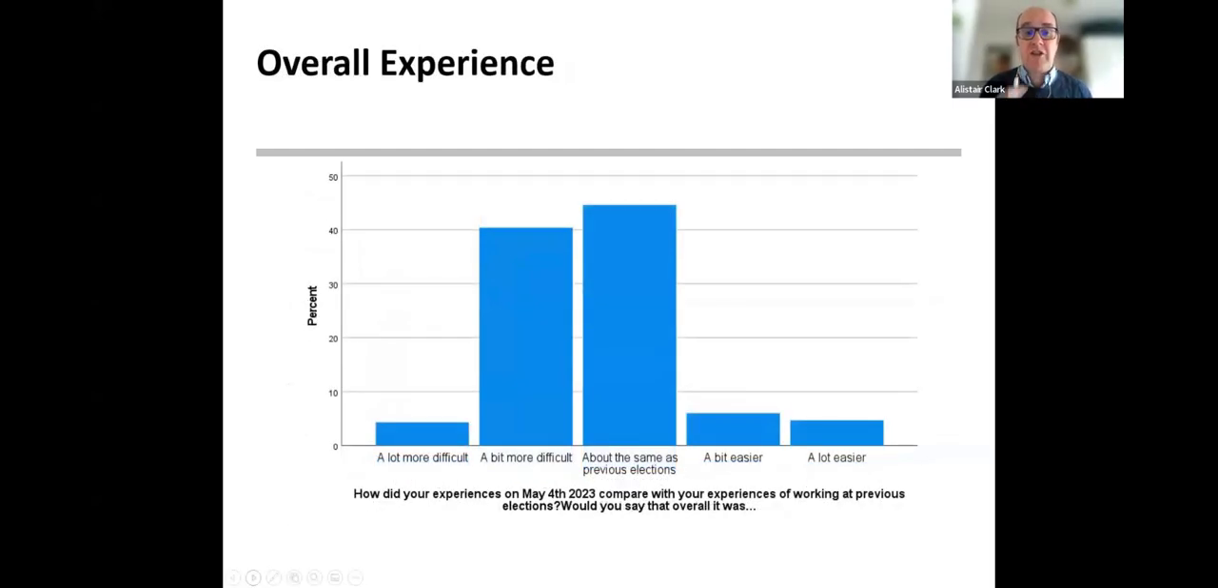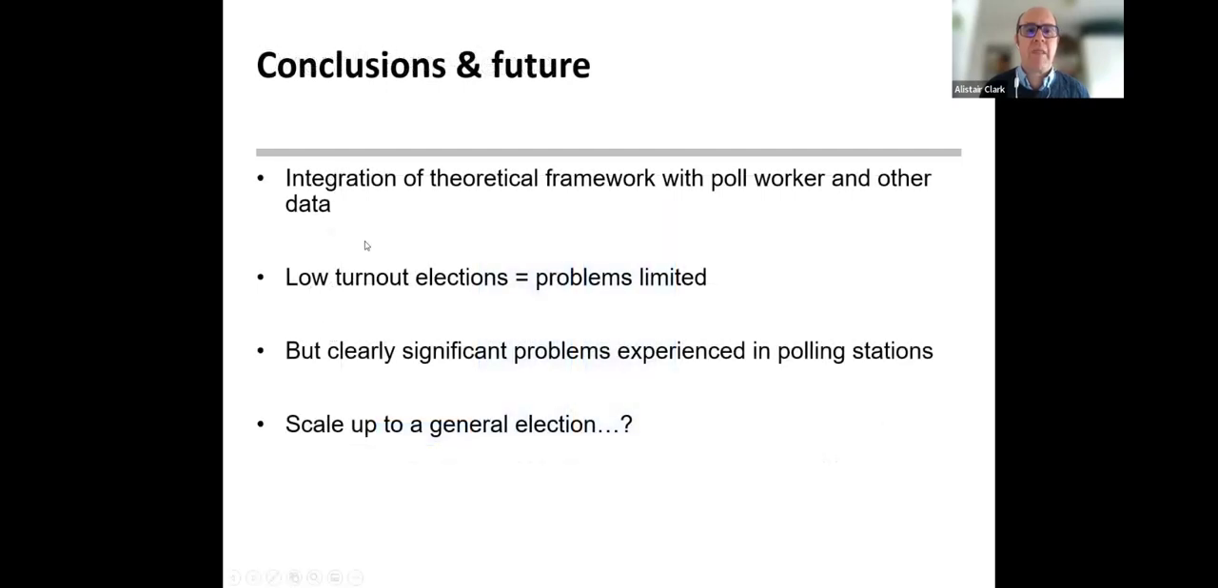Overall experience: 44% said this was about the same as previous elections, and bear in mind they have experience of running previous elections, but about 40% said this was a bit more difficult, and 4 or 5% said this was a lot more difficult. So this has made running elections more difficult, I think, to some degree, than they have otherwise been. Toby, last slide, I think.